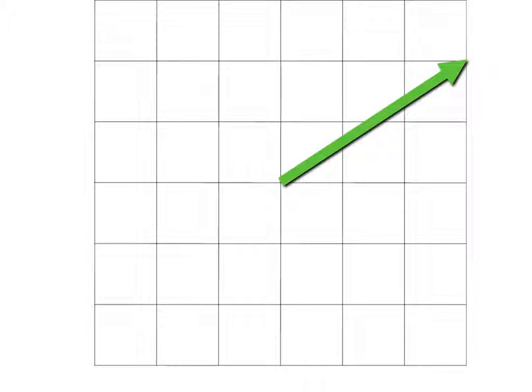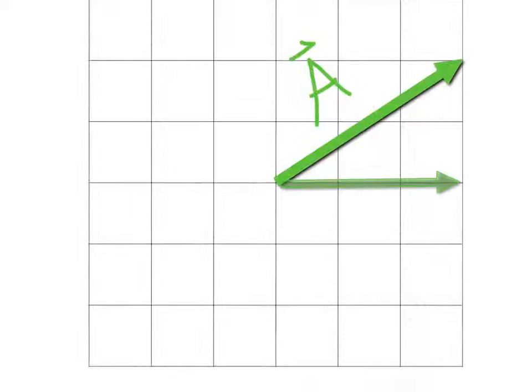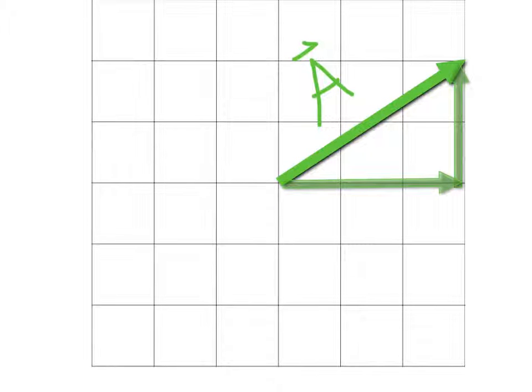Before we get started, let's first give this vector a name. I'm going to call it A. We can tell by looking at this vector that it has components of 3 to the right and 2 up. The horizontal component is seen here, and we can see its vertical component right here.